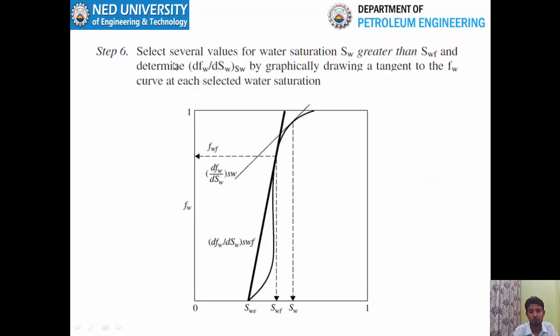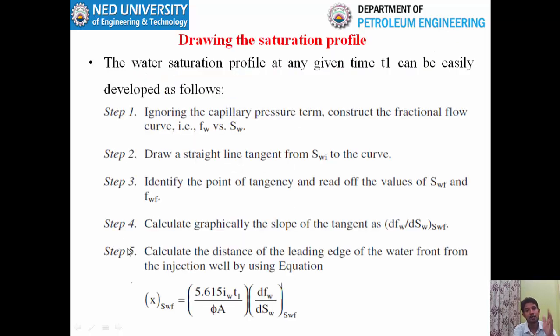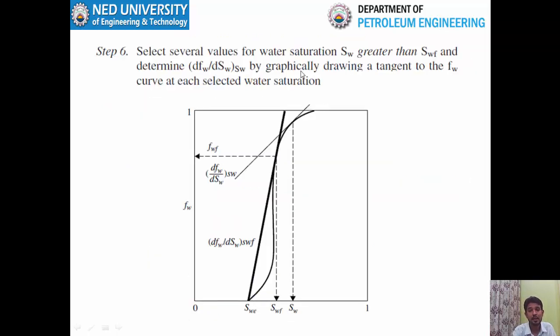So if you are only interested in calculating the position of the waterfront, you will repeat steps from 1 to 5, and that's all. But if you are interested to calculate the position of the front whose saturation is higher than SWF.